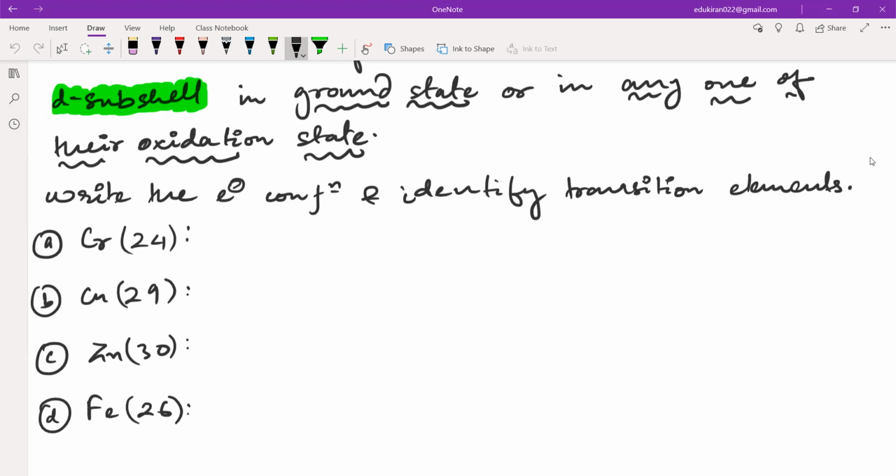So for chromium, we'll start with the noble gas, that is argon, Ar, and after that 4s2 3d4. How many of you have got this? Please raise your hand.